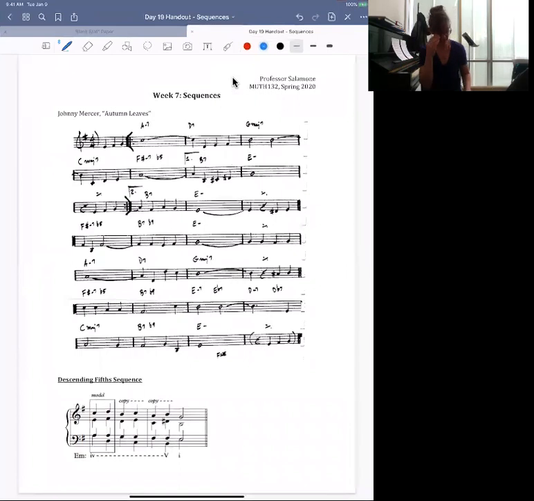So I'm going to jump over to the handout. And let's take a look at that first score we've got. So we have Autumn Leaves by Johnny Mercer. We are going to give a listen to the first part of it. And what I want you to focus on as you're listening is just tracking the bass line.